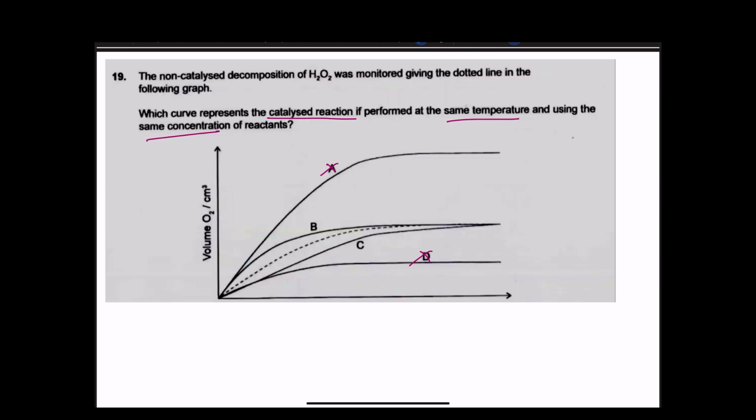So if you see here, the final concentration line is this. In path B, we are reaching the final concentration much faster as compared to C. So B is our catalyzed reaction and B will be the path. So answer would be option B.